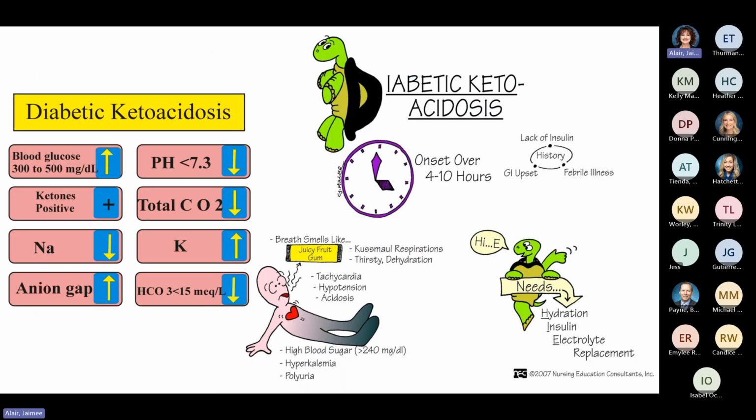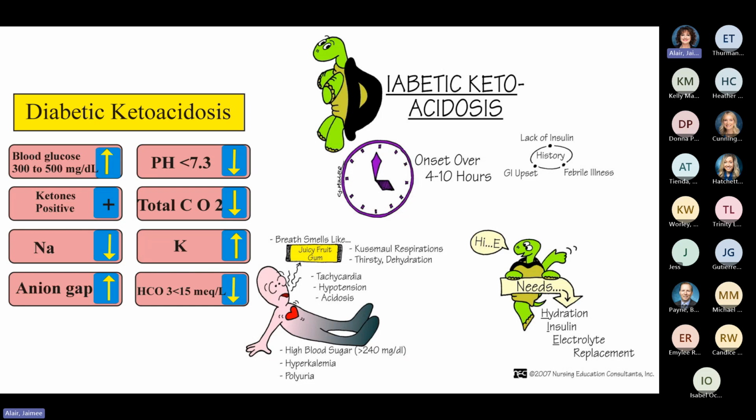I like these little graphics because it puts everything that we're looking for into one. So it's talking about how the onset is over 4 to 10 hours. Sometimes in the very beginning, when they're first diagnosed, it's a longer period of time because it just takes a little bit for the body to show those signs.